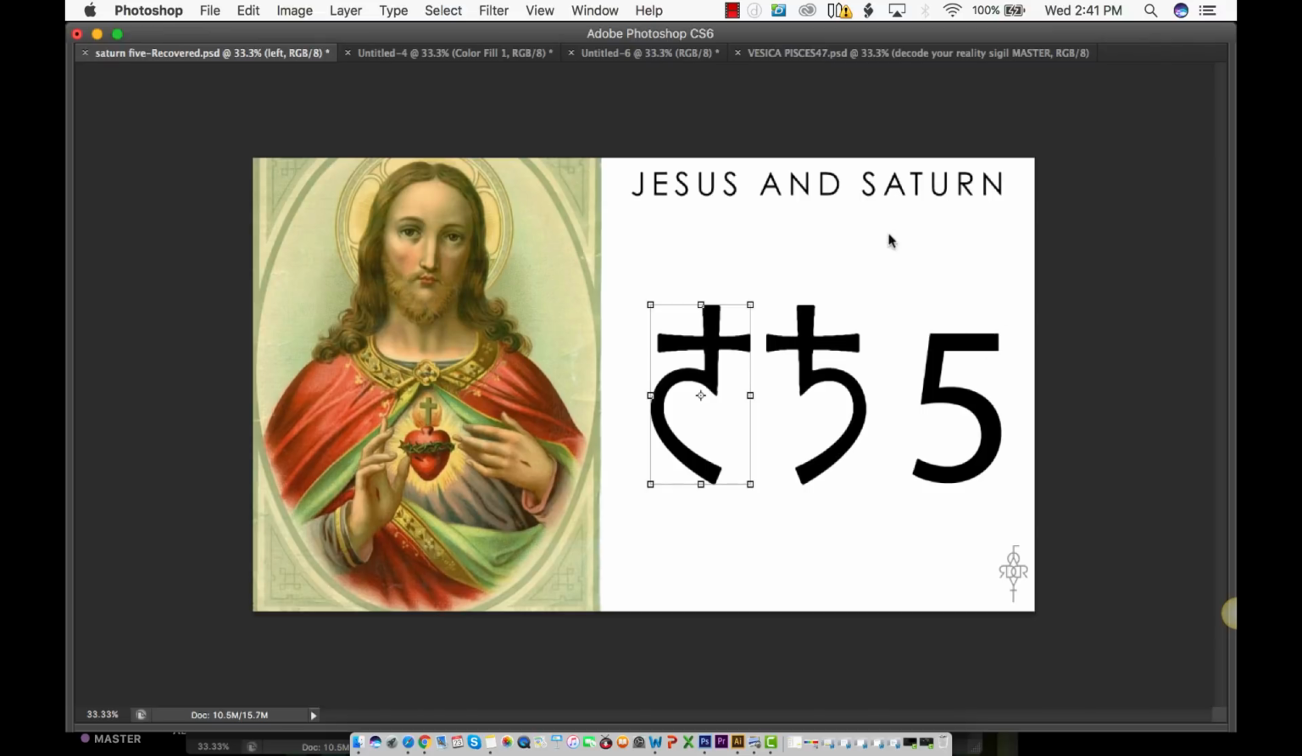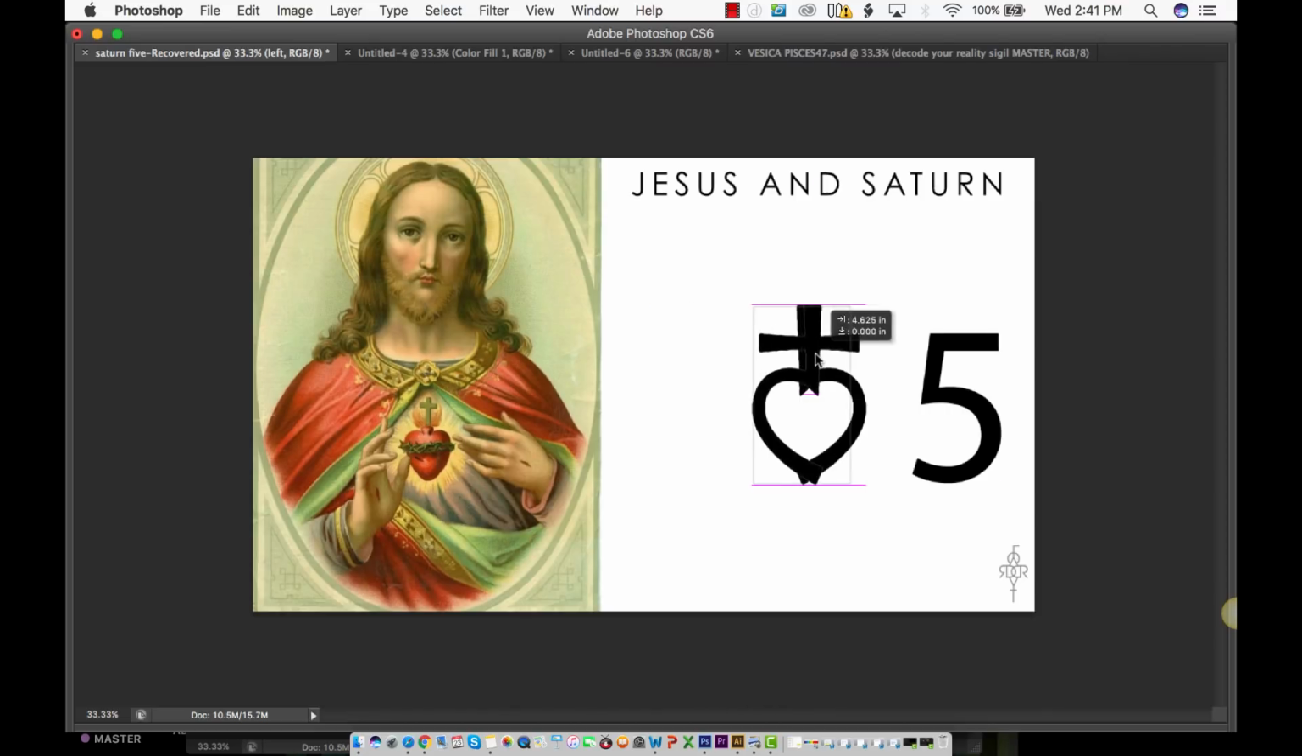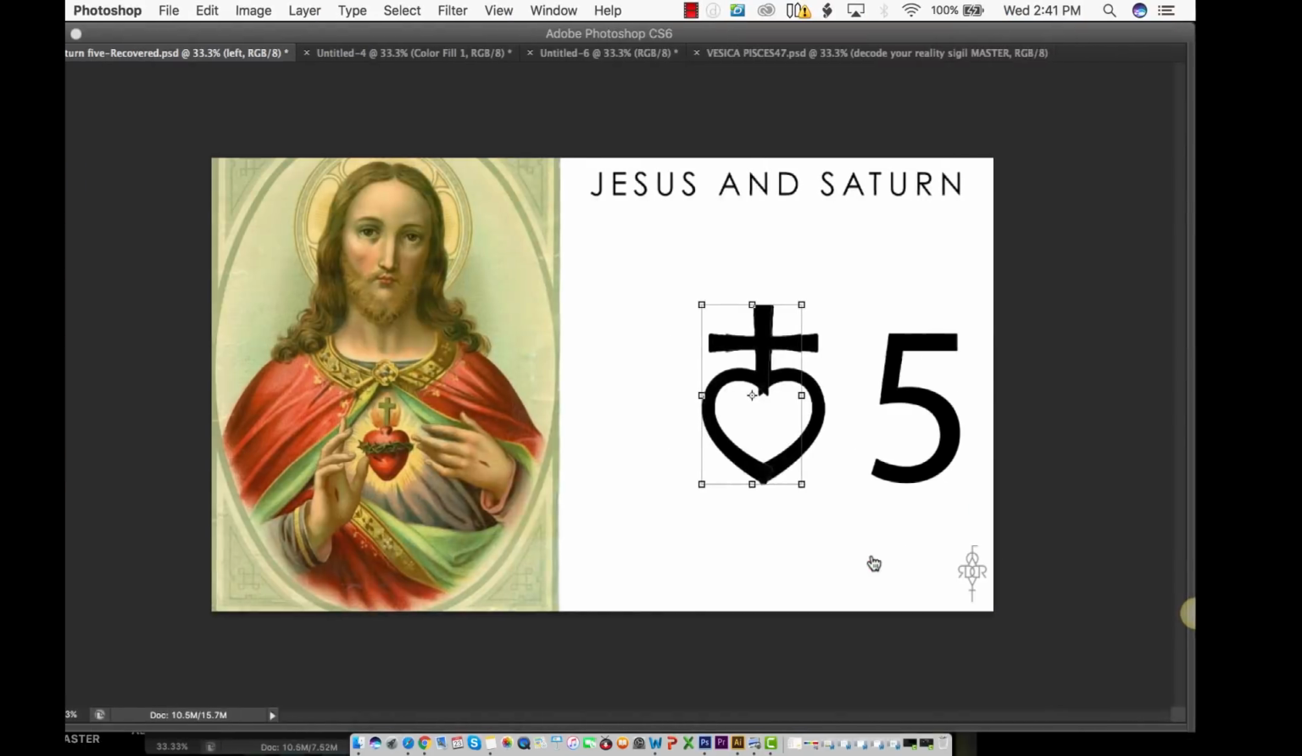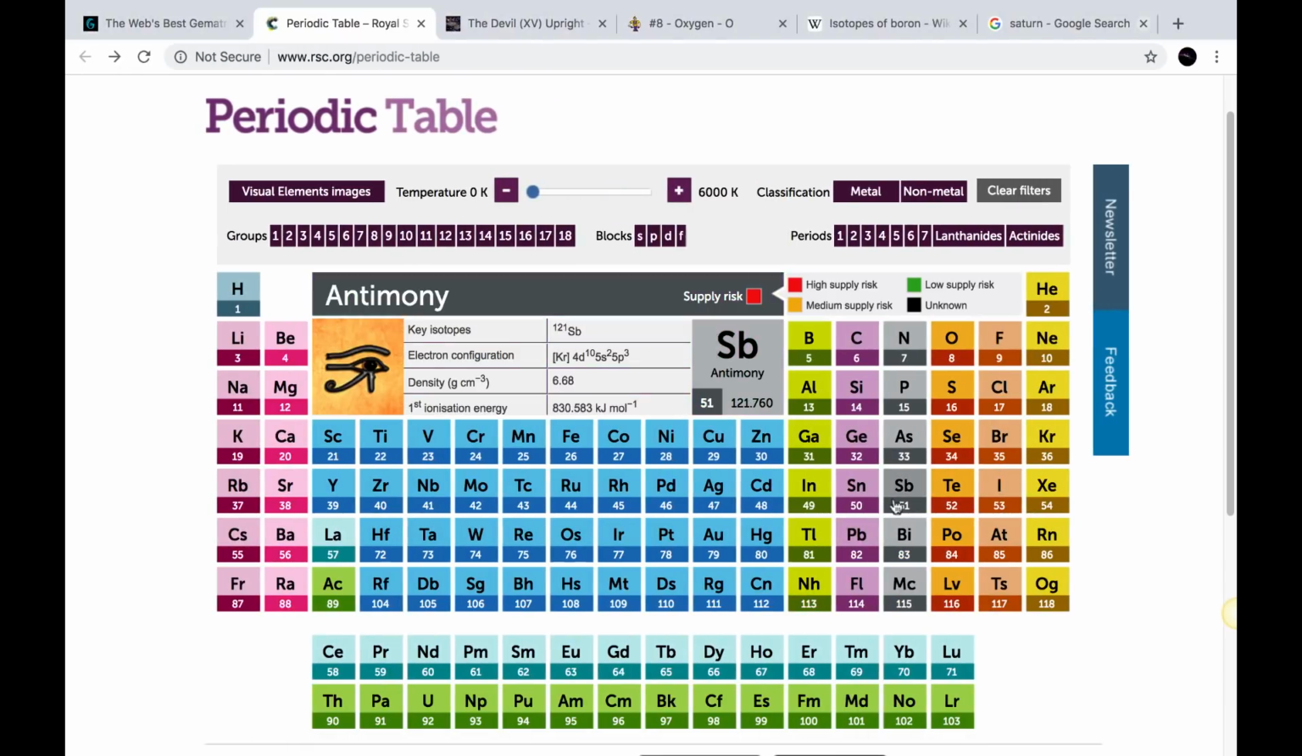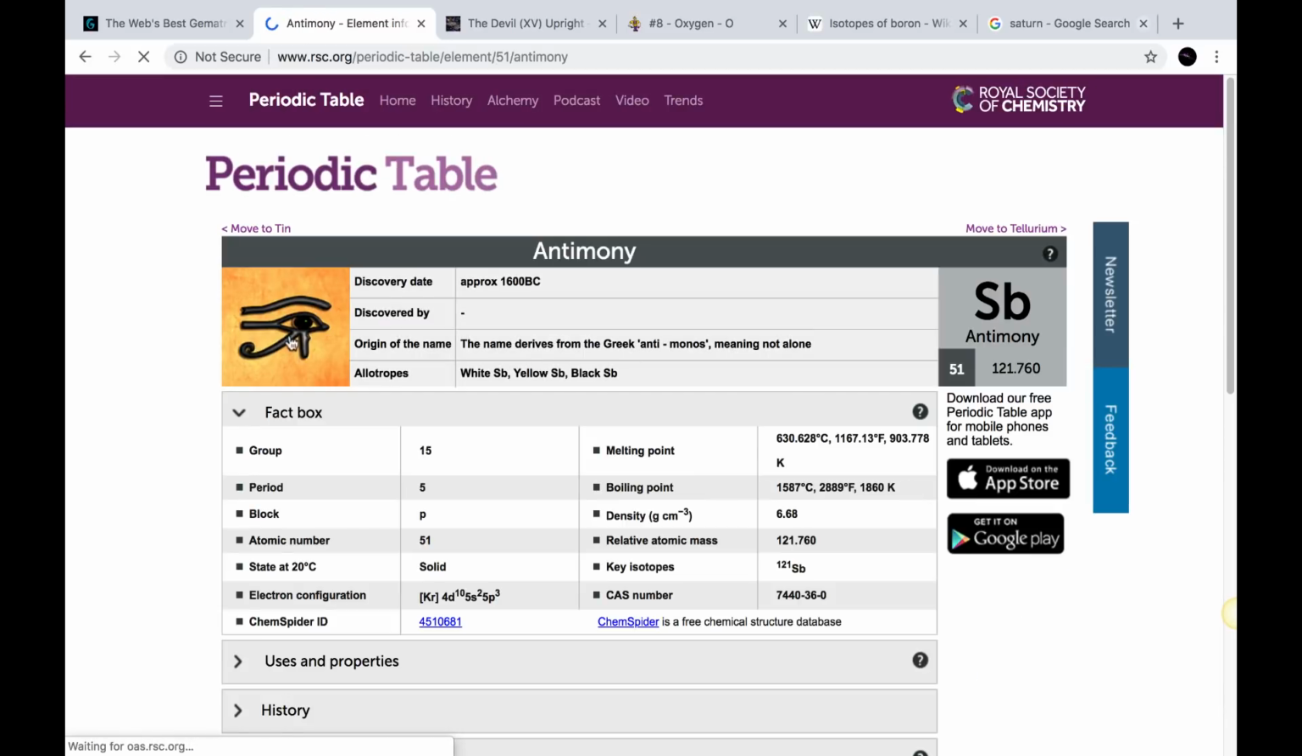But what do you see? Again, I'm just showing you. I'm not saying this is true. It is in my eyes, but what do you see? I see that symbol right there. And I believe Jesus and the cross is tied to Saturn. That's what I believe. Now, I talked about the 51 because the element antimony is the 51st element. And look at what they use for the logo. The all-seeing eye.